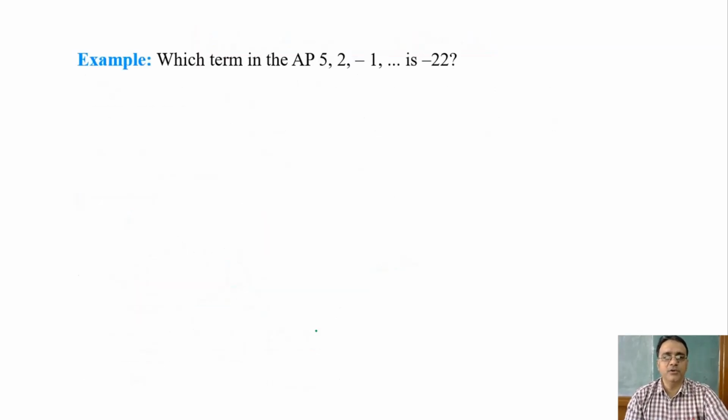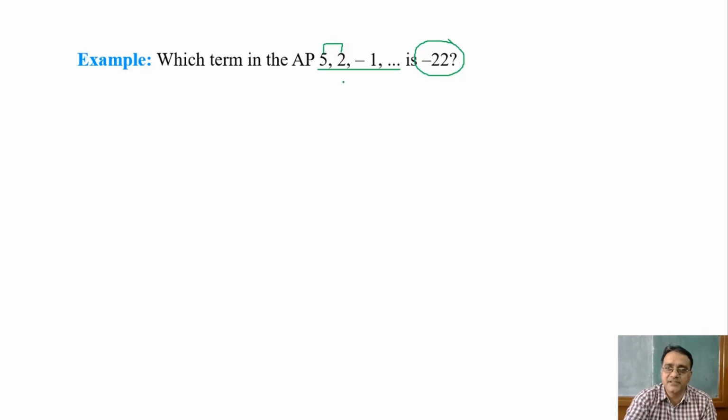Okay, now we'll move towards the next question. The first type was to find which term, if the AP is given. So which term in the AP is minus 22? How do you have to solve? First you write the AP, and what is the first term here? 5. What is the common difference?